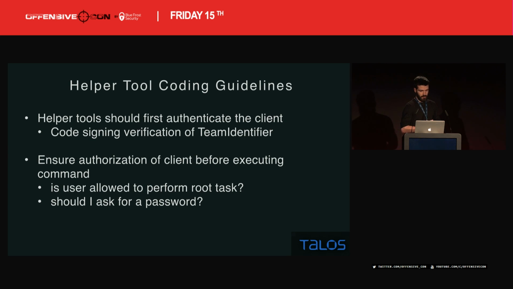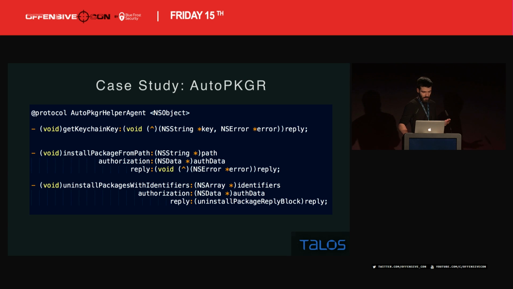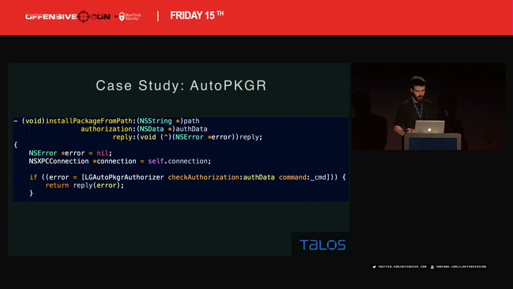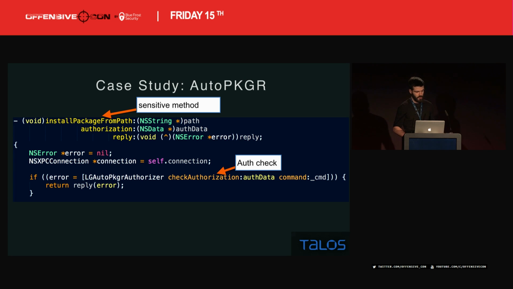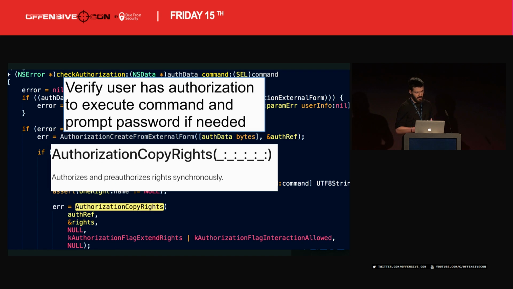So the coding guidelines. You first need to authenticate the client. This is typically done using a team identifier. And then authorization of the client. Is the user allowed to perform root tasks? And should I ask for a password? Again, we're going back to auto package. So we have our protocol, and we have a sensitive method, installing a package from a path. The first thing it does when it reaches a sensitive method is it checks authorization based on authorization data that's been passed in from the program previously. Essentially, this has the ability to ask a user for a password if needed, and it can also check if the user is in the correct groups beforehand. And so these types of things should be done by these privileged helper tools before executing arbitrary commands.